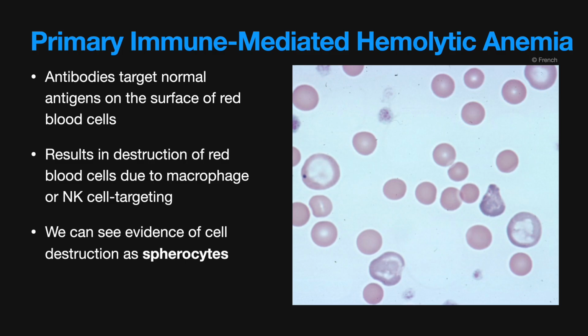In primary IMHA, those antibodies target normal antigens found on the surface of red blood cells. This results in the destruction of red blood cells due to that macrophage or NK cell activation. We can see evidence of this cell destruction as spherocytes on the blood smear. Spherocytes are basically RBCs that have had a chunk taken out of them by being essentially bitten by the macrophage, and so they lose their normal shape.